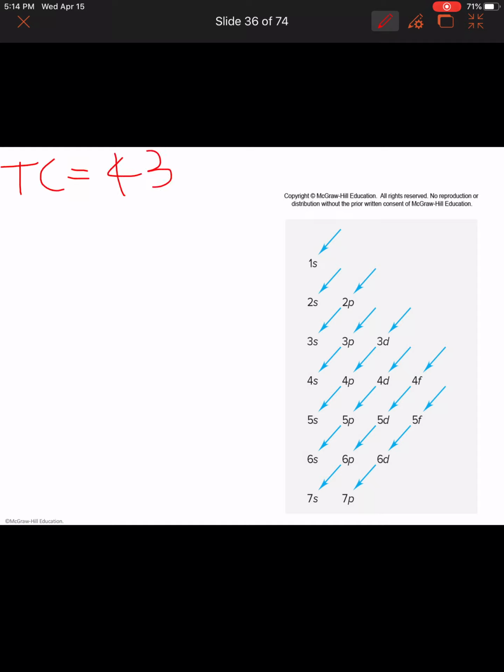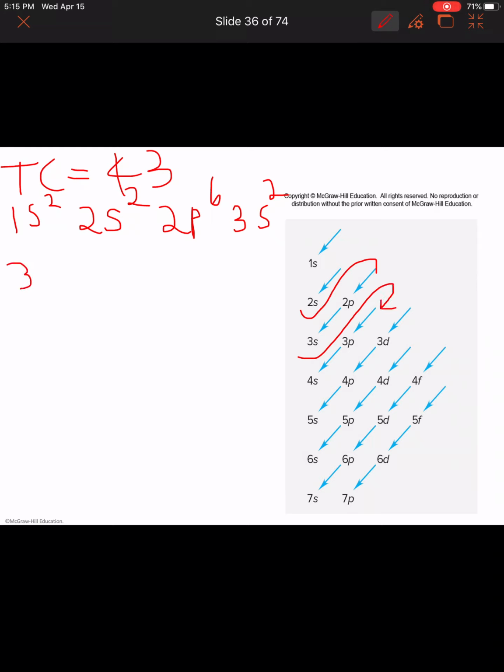So we have technetium 43. What is the first thing that we're going to write? We're going to write the complete electron configuration. So we have 1s2. And then comes the 2s. 2s can hold up to 2 electrons. So we have 2s2. And then after 2s2 goes to 2p. p can hold up to 6. So you go to 2p6. After p comes 3s. So you go to 3s2. Then after 3s2, you go to 3p. p can hold up to 6, so 3p6. After 3p6 goes to 4s, 4s2.